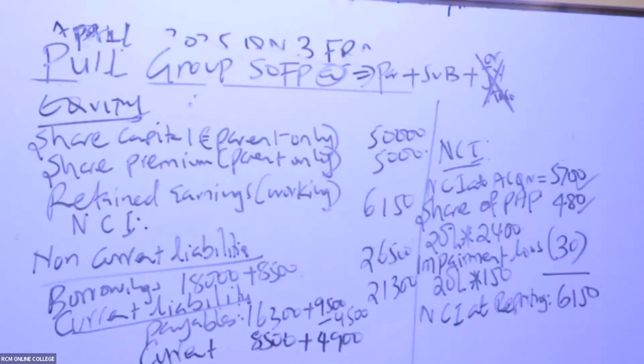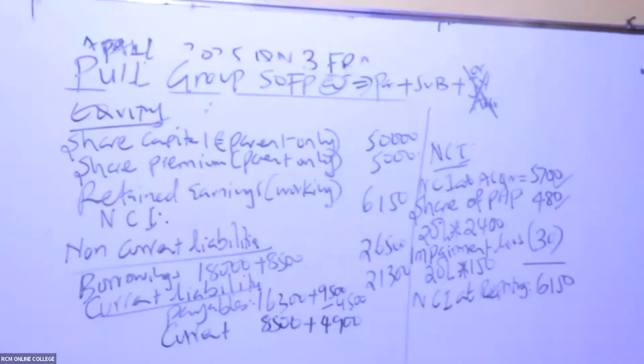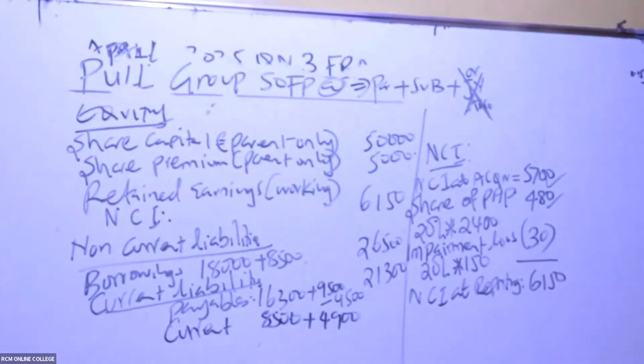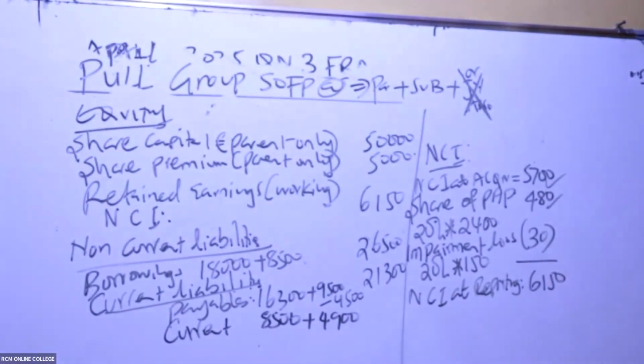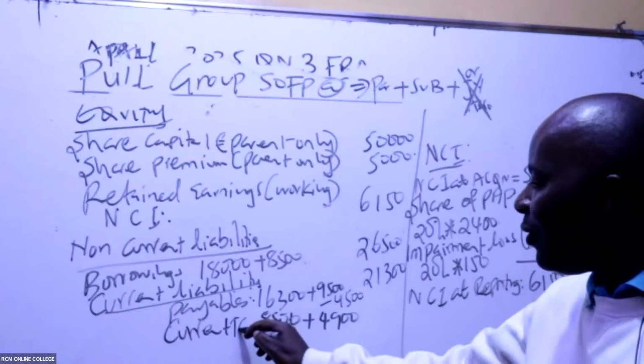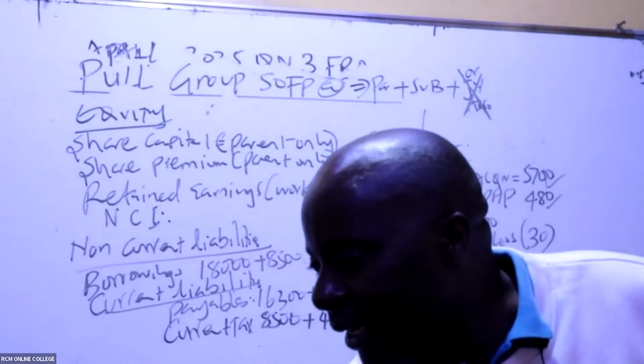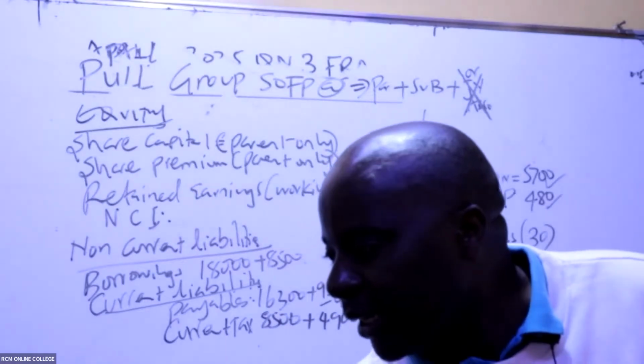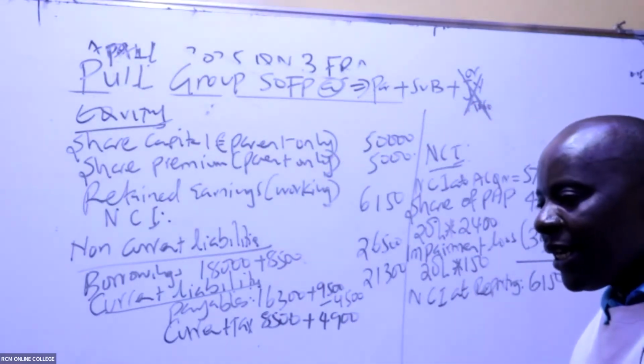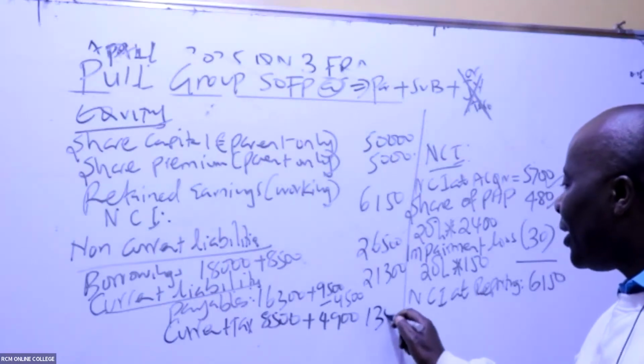So tax, ladies and gentlemen, what do we have there for taxation? Current tax, my good students. I'm being given a figure: current tax, 13,400. Is that okay? 13,400.